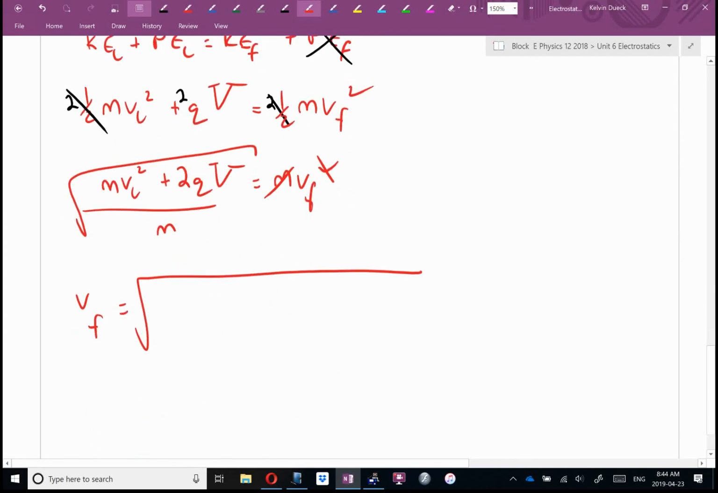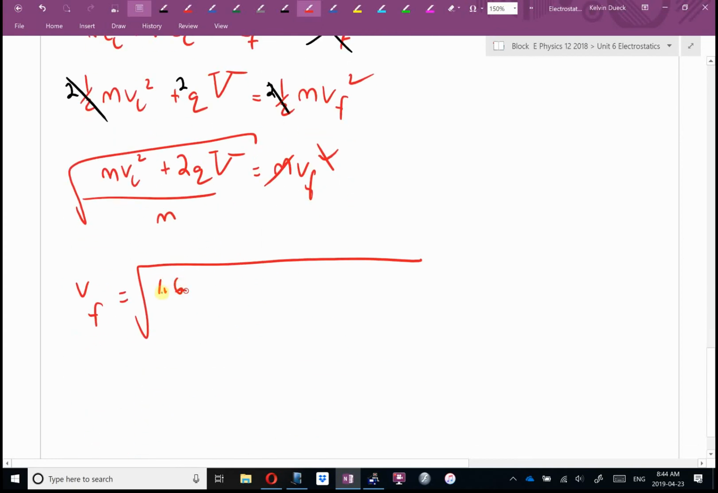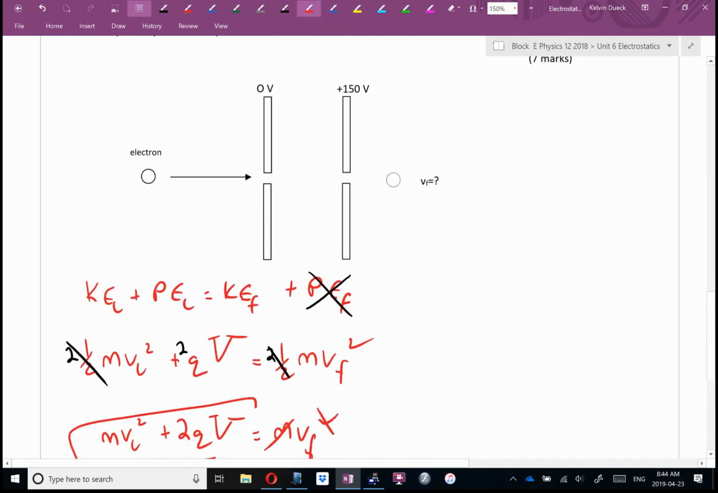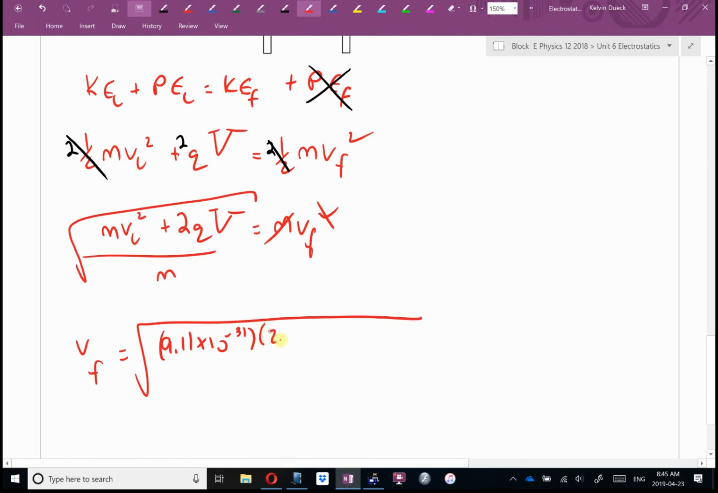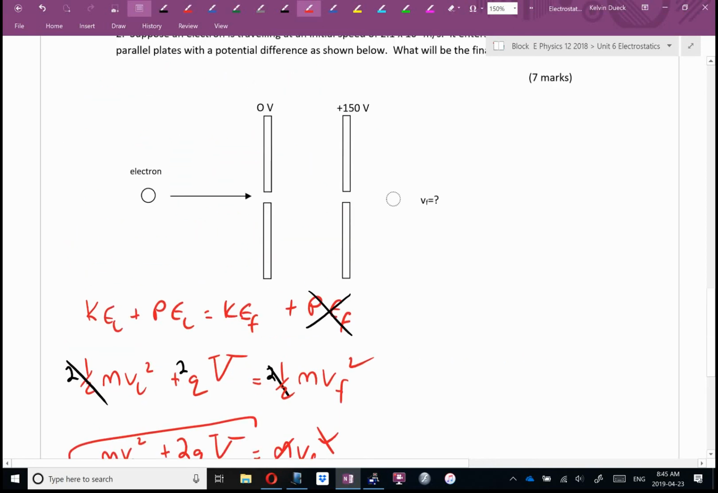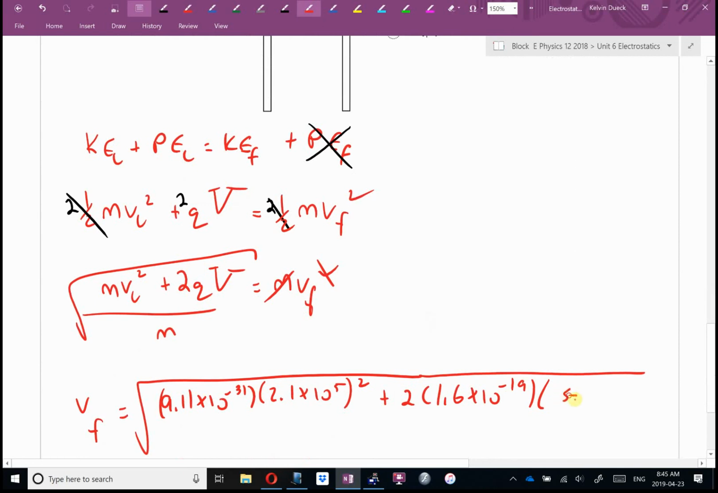What am I shooting? It's an electron. 1.6, no, the mass, Mr. Dueck. 9.11 times 10 to the negative 31. V initial, 2.1 times 10 to the 5th, squared. Plus 2, it's an electron. Voltage is 150. It will speed up because it's going to be attracted to the positive side. All over 9.11 times 10 to the negative 31.